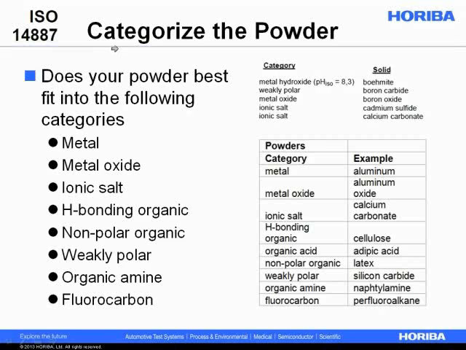In the presentation tonight, first of all, you have to say, okay, what is my powder? We're going to take powders and put them into these classifications. Is it a metal, metal oxide, ionic salt, etc., or a weakly polar solid? This is the way the table looks in the ISO document, and you can actually look up, well, I'm dealing with calcium carbonate, and it will put that into the category of ionic salt. Over here, I just turn this around and ask, what are some common examples? Think of aluminum as a metal, while a metal oxide is aluminum oxide. So we'll need to put our powder into one of these categories in order to use the approach outlined in this ISO standard.